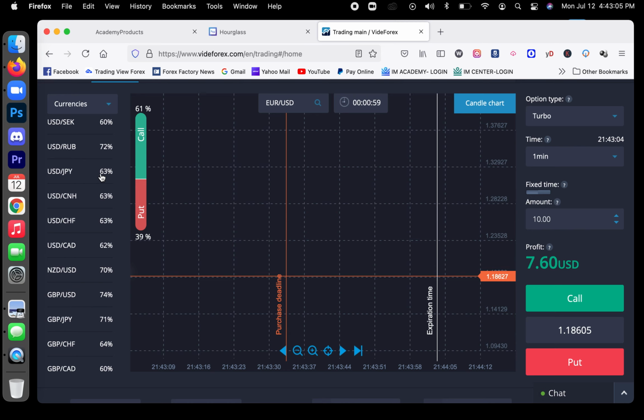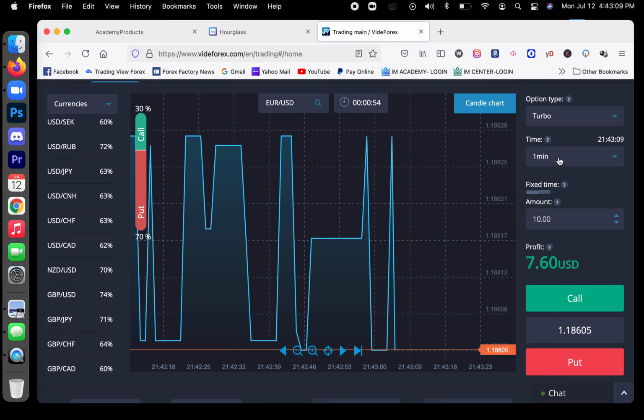Same exact setup. You got your pairs over here. It's showing you the payouts. It's showing you the time. You can change your time. You're going to leave it on turbo. Whatever your platform, you leave it on turbo. You got your timer there. When you change your amount, the bottom changes too. Okay, that's going to change. It's going to tell you right below it how much you're getting paid out. This $10 trade is paying out $7.60.